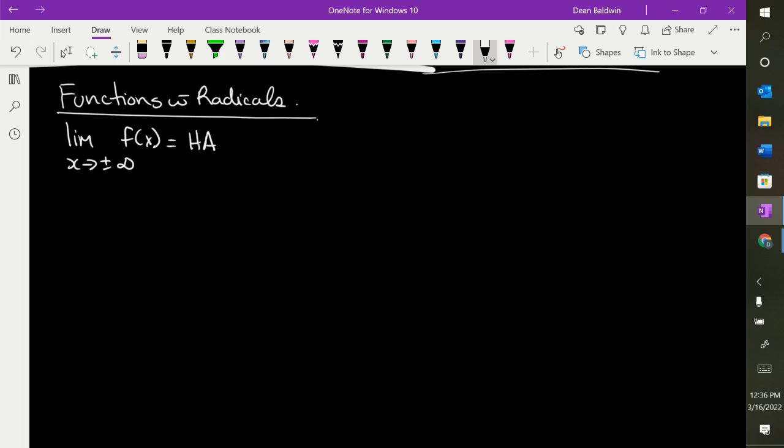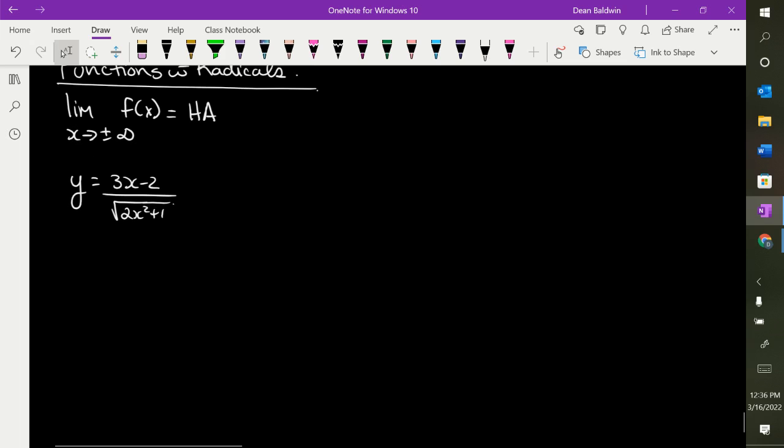But if you have radicals in your function, like this, you have to look at your function approaching positive infinity and negative infinity because it can split into different directions. So let's do the limit as x goes to positive infinity first.